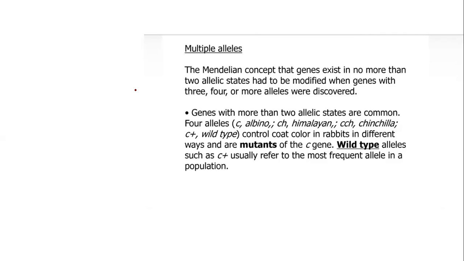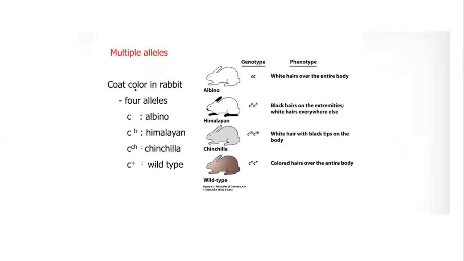Genes with more than two allelic states are common. Say, for example, four alleles: C for albino, c^h for Himalayan, c^ch for chinchilla, C positive for the wild type, control coat color in the rabbit in different ways and are mutants of the C gene. Wild type alleles such as C positive usually refer to the most frequent alleles in a population.